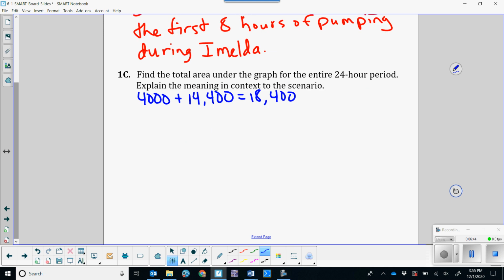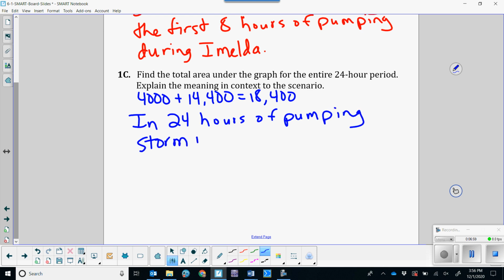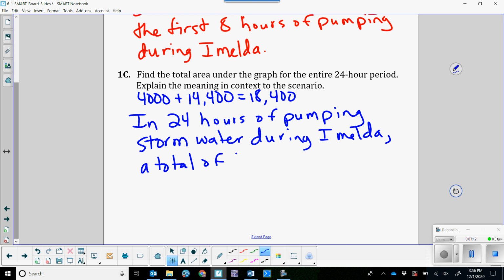Explain in context. In the context of the problem, we would say in 24 hours of pumping storm water during Imelda, a total of 18,400 gallons of storm water was pumped out.